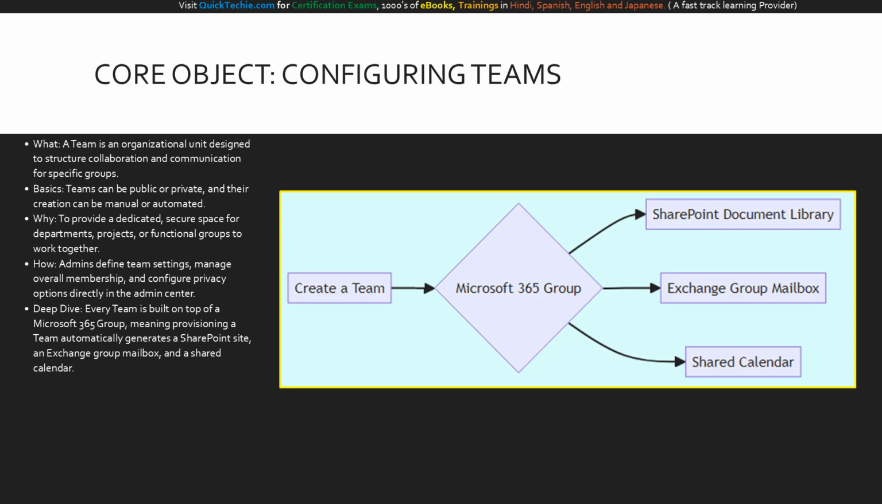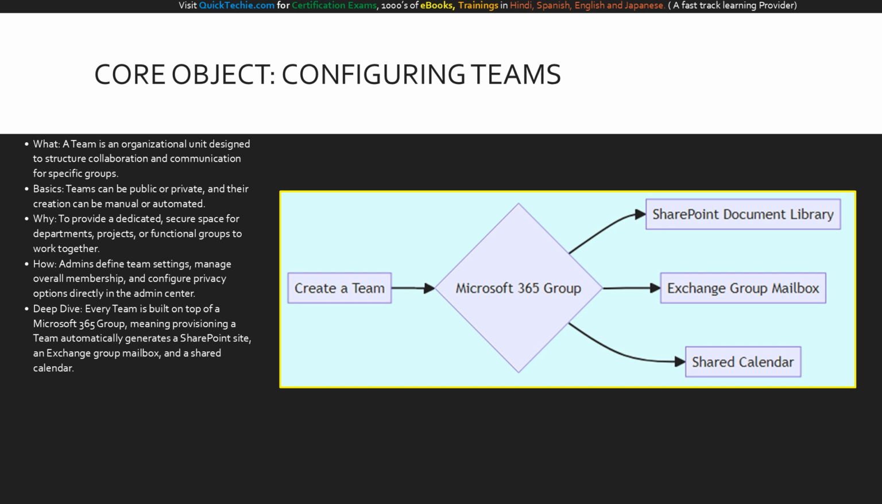Moving to our first core object, let's talk about teams themselves. What exactly is a team in this context? It is an organizational unit designed to structure collaboration for specific groups of people. As an administrator, you need to understand the basics. Teams can be public, meaning anyone in the organization can join, or private, restricting access to invited members only. Why do we create them? We create teams to provide a dedicated, secure perimeter for departments, cross-functional projects, or specific workflows. How do you manage this? In the Admin Center, you have the power to define overarching team settings, manage membership lists, and configure those crucial privacy options.